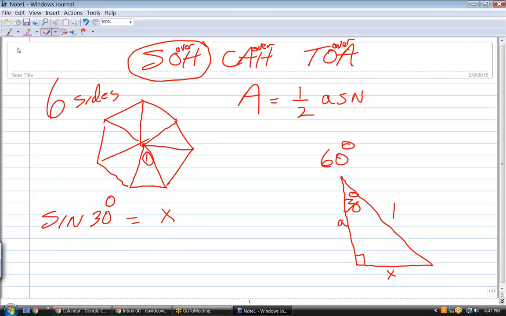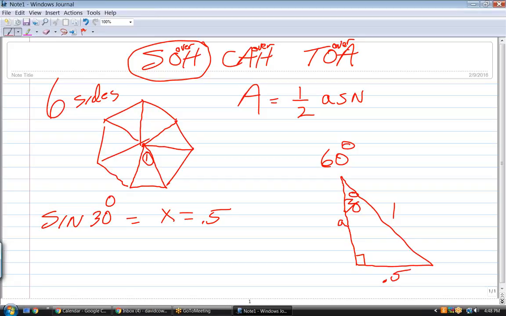Okay, so now what is x equal to? Because you can look that up in your calculator. Go ahead. Okay, x is 0.5. Now I can label x, and I'm halfway towards coming up with the side length.